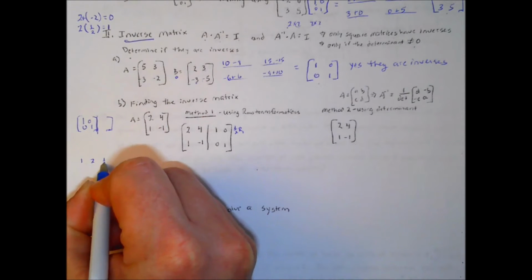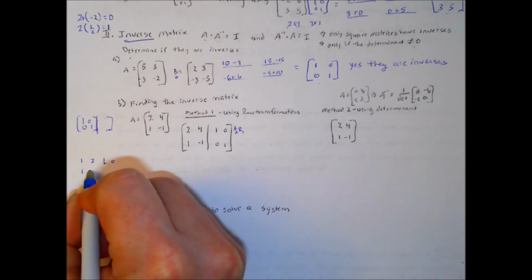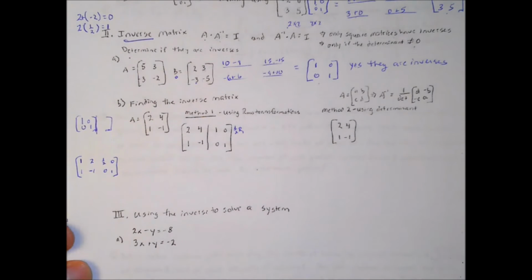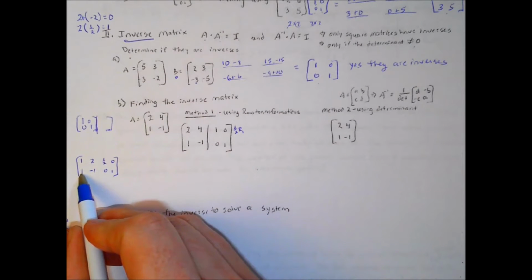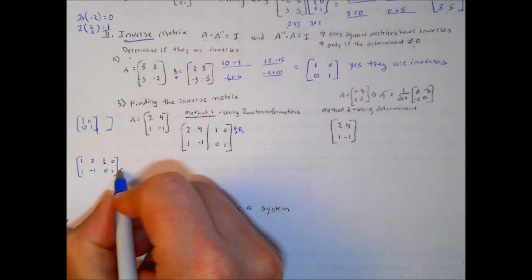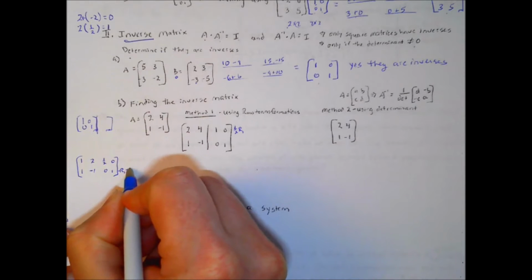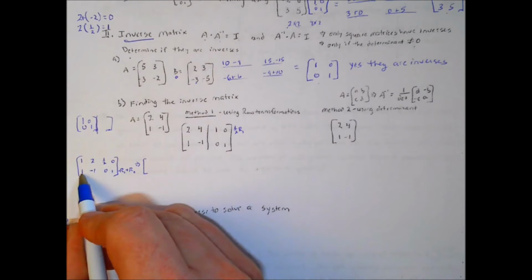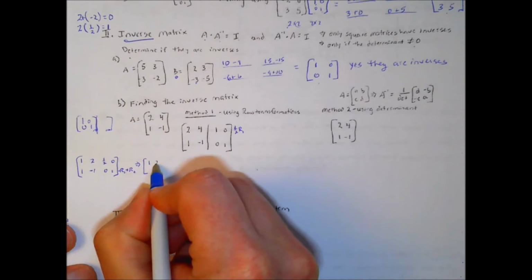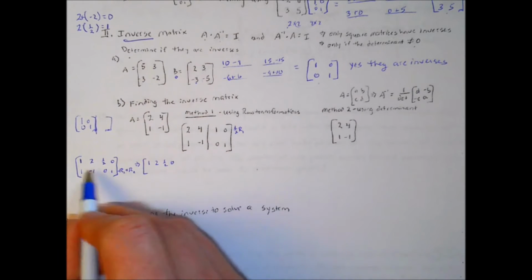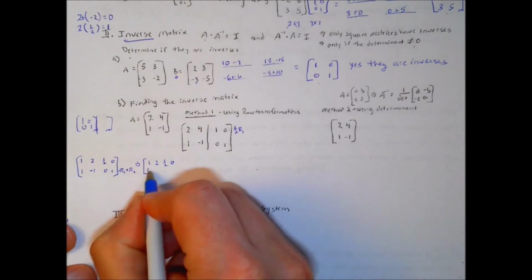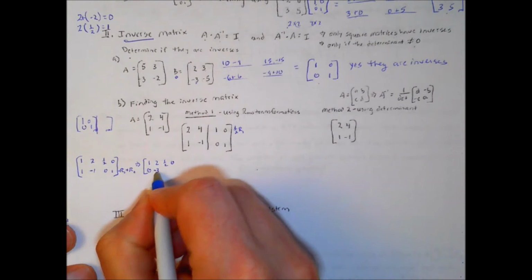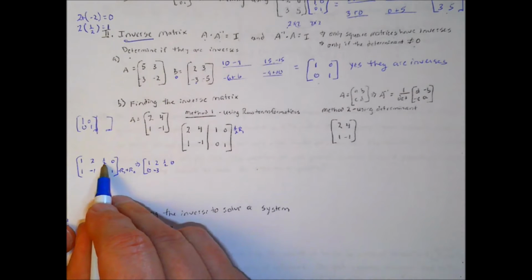You could do this different ways, but this is just one way. I need this to be a 0, so I'm going to do negative row 1 plus row 2. Negative 1 plus 1 is 0. Negative 2 plus negative 1 is negative 3. Negative 1/2 plus 0 is negative 1/2. And negative 0 plus 1 is 1. I'm not changing the top row.